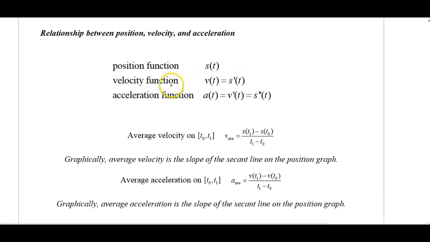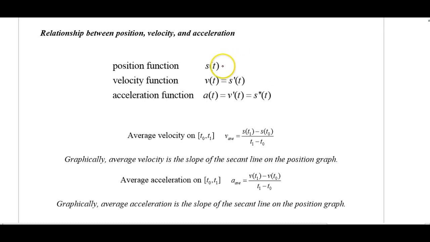So in other words, velocity is the derivative of position. So now the acceleration function, a of t, is defined to be v prime of t. So the acceleration is the derivative of velocity, which would make it the second derivative of the position function. So this is a very important relationship that you'll need to know.